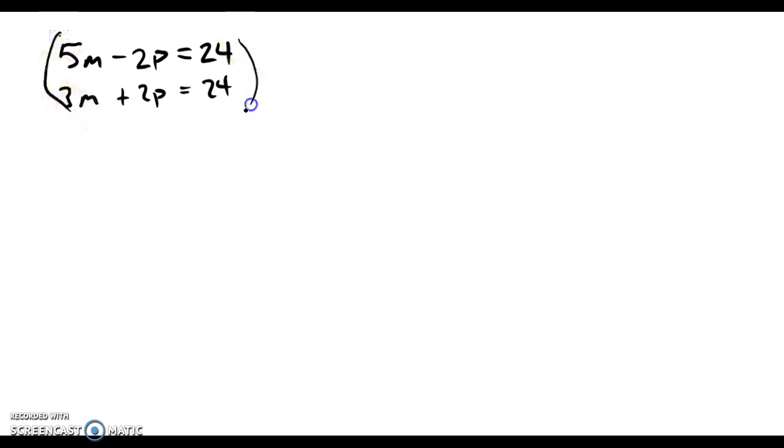So what I'm going to do is add these equations. So I get 8m, and then negative 2p and 2p cancel out, so they're gone. I'm not sure why that line got erased, but I'm just going to go ahead and finish this video out. 8m is equal to 24 plus 24, which is 48, and m is equal to 6.